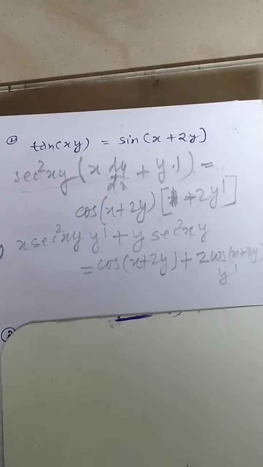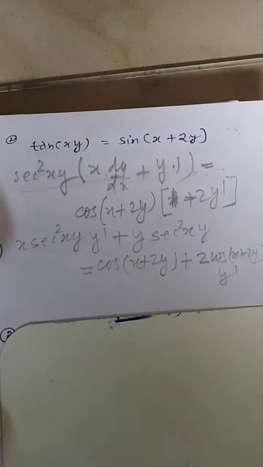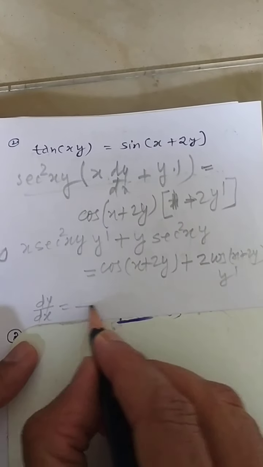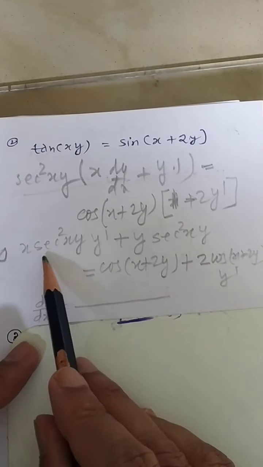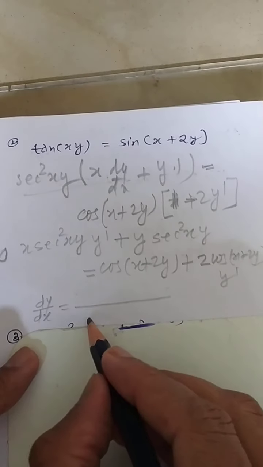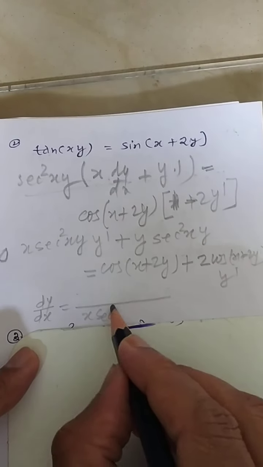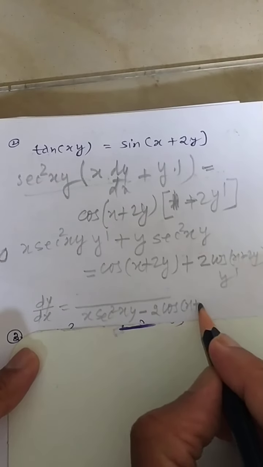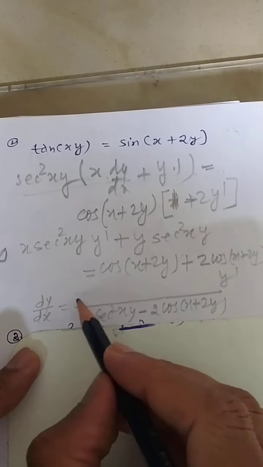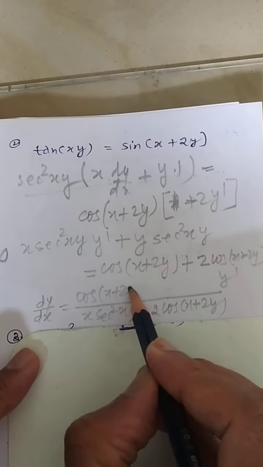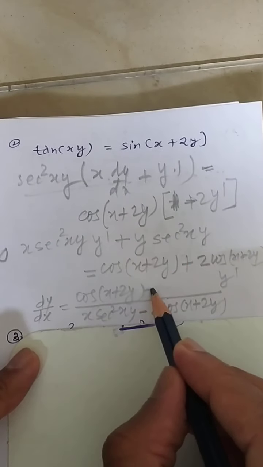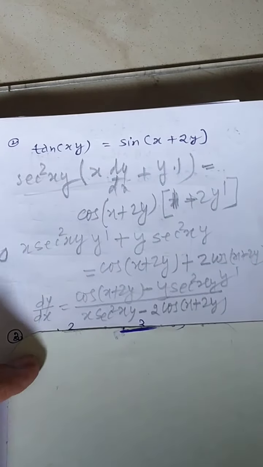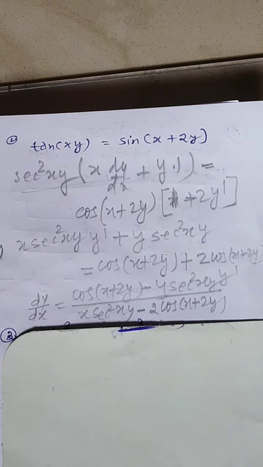Next step is what? Collecting all terms of y dash on the left hand side, bring all y dash terms on the left hand side and simplify. So in the y dash term, there will be 2 y dash terms that will come in the denominator: x into sec square xy minus 2 cos x plus 2y, whereas in the numerator on the right side cos of x plus 2y will be there, and this term will be transferred. So minus of y, it will be sec square xy. This way you can get the derivatives of implicit function.